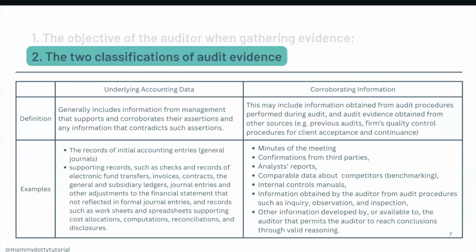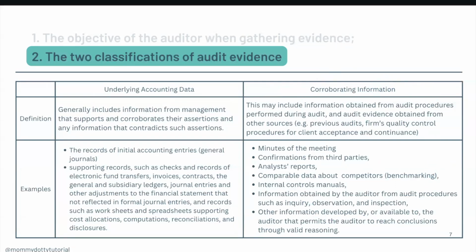All right, so important notes that we have to consider. The entity's accounting records cannot be considered, remember the word cannot be considered, sufficient evidence to support an opinion on the financial statements. Thus, the auditor must obtain corroborating information to be able to express an opinion. So this alone is not sufficient. It has to include this corroborating information.